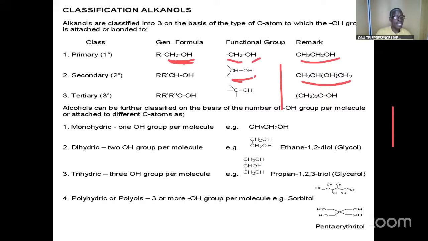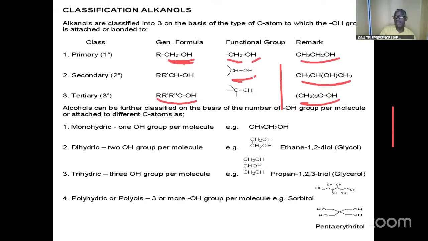Then the third one is the tertiary alcohol, and the general formula is this, as we see here. The carbon to which the OH is attached carries no hydrogen atom, but carries three other alkyl groups, and that makes it a tertiary alcohol. An example is this one here, 2-methylpropan-2-ol. 2-methylpropan-2-ol is an example of a tertiary alcohol.